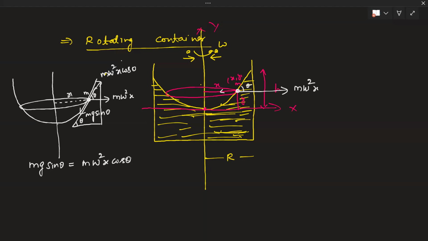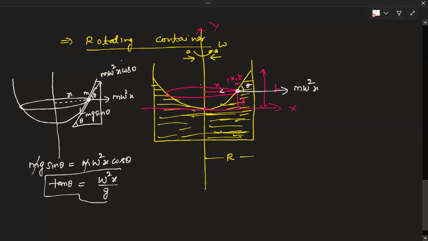That means mg sine theta is going to be equal to m omega square x cos theta. In NEET, they don't ask very difficult questions. This type of question, only the concept I am telling. In NEET, they will only ask the relation that I'll tell you later, but how it is derived, you should also have a slight concept. M you can cancel. Sine by cos is tan theta. So you can write tan theta equals omega square x by g.